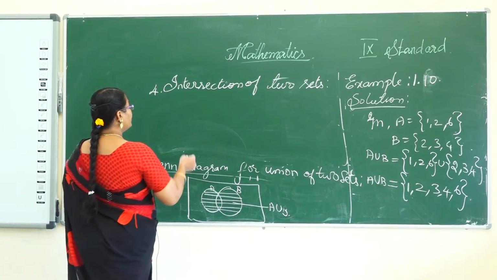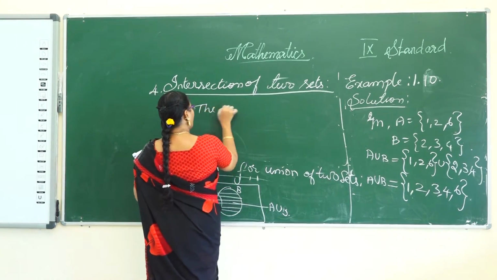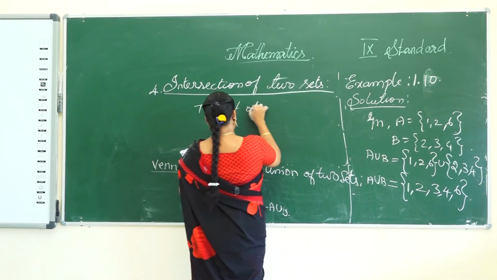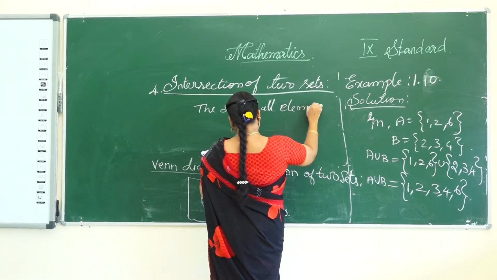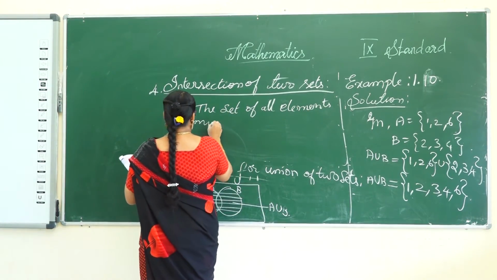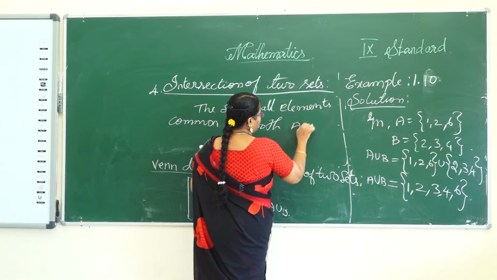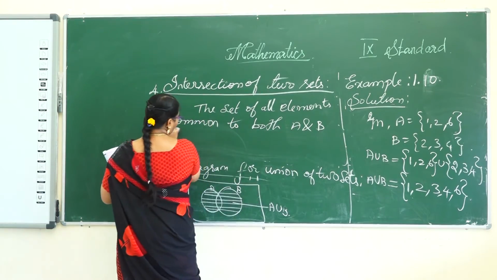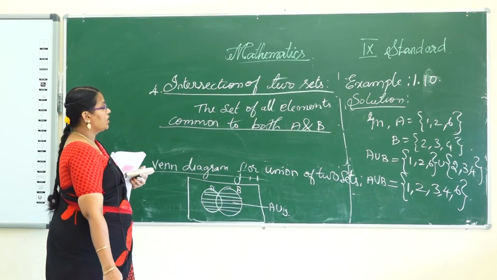The intersection of two sets A and B is the set of all elements common to both A and B. Common to both sets A and B. It is called the intersection of two sets.